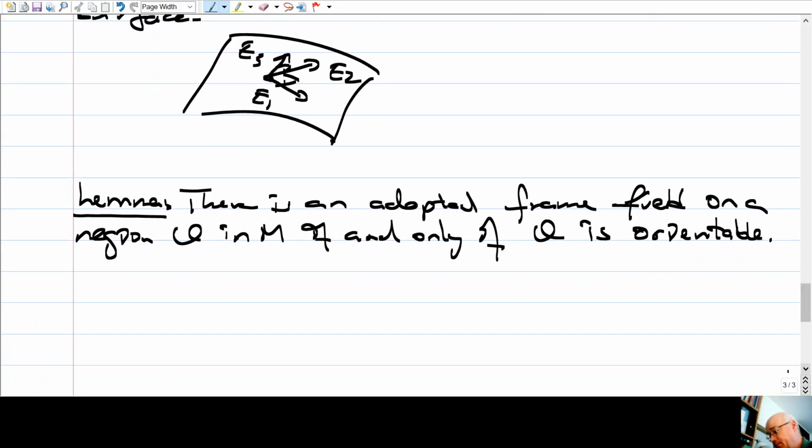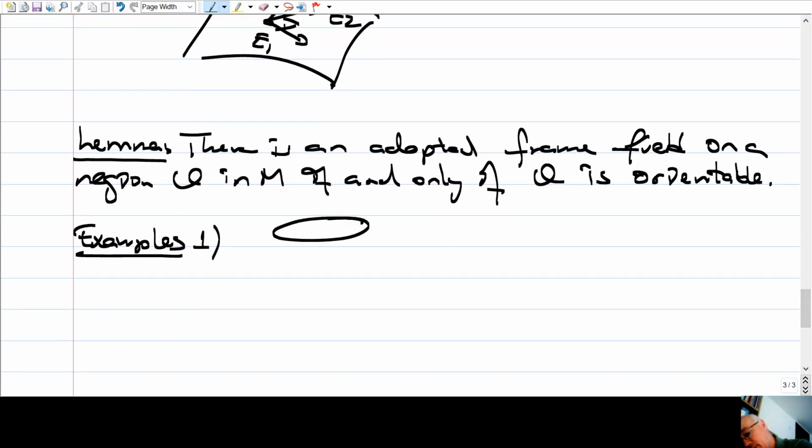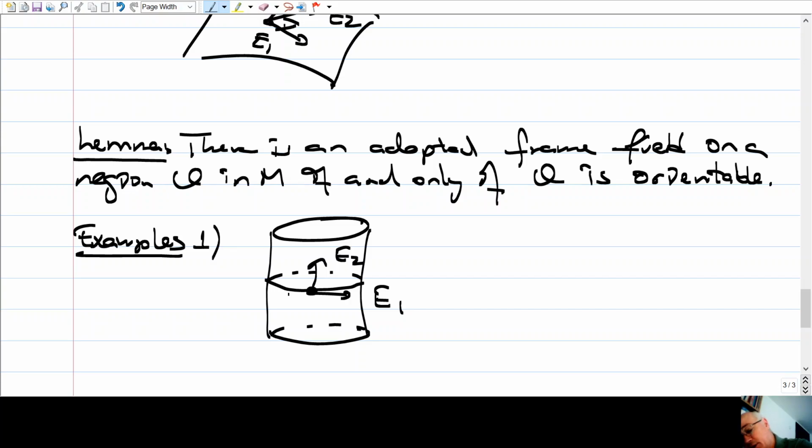Let's see some examples. For example, for the cylinder, we have this. Let's say this is E1, this is E2, and E3 will be this outward normal vector. So this is an adapted frame.